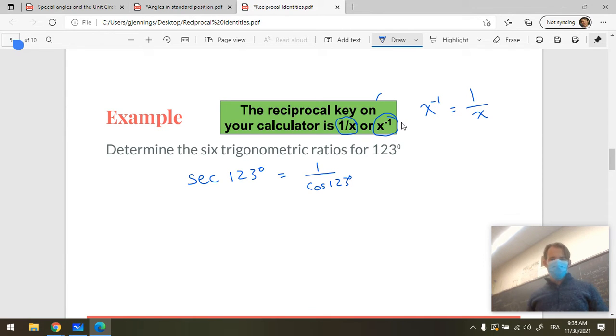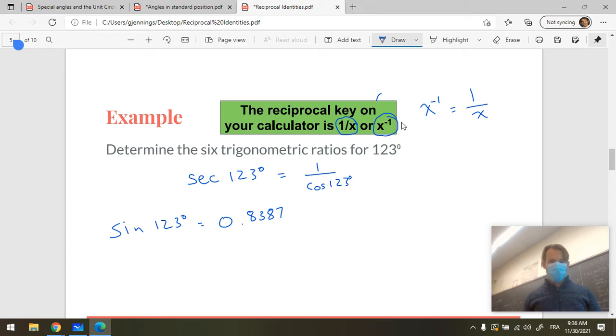Okay. So now let's determine the 6 trigonometric ratios for 123 degrees. Okay, this is a calculator question. So this is a good time to tune up your calculator skills and try it out. So when I type sine 123, that gives me 0.836. So I have sine of 123 degrees equals 0.8387. Keeping 4 decimal places on a trigonometric ratio, that's a lot of accuracy.